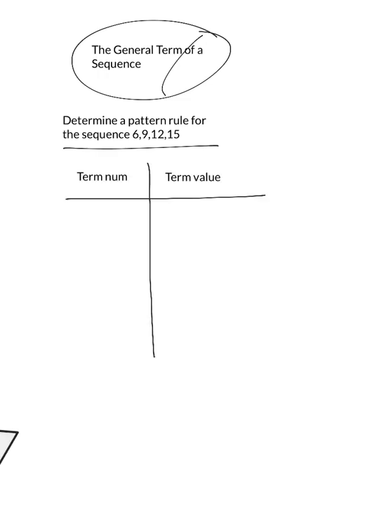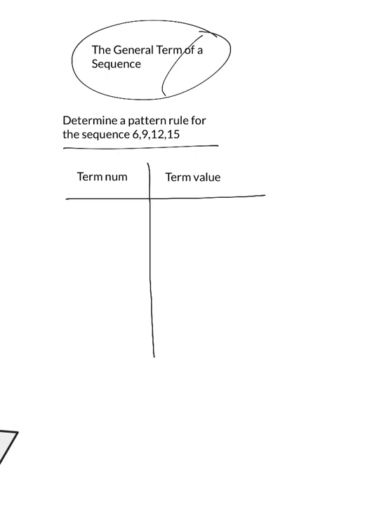Just say you're given a question that says, determine the pattern rule for the sequence 6, 9, 12, and 15. What you're going to want to do first, because we don't have models in front of us, so we can't see what changes or what stays the same, we just have a sequence here. And now we have to determine the algebraic expression. So we're going to do a table of values first. Your table of values will look like this, where you have term number on one side and term value on the other. So now let's fill it in.